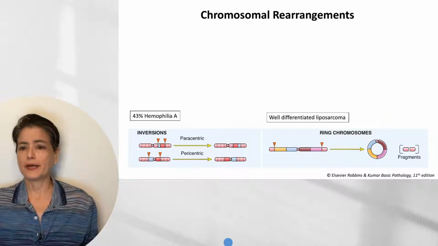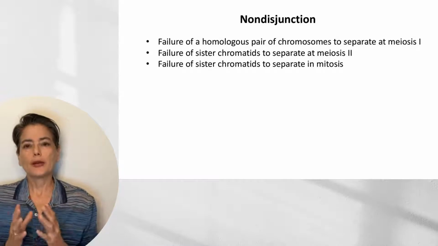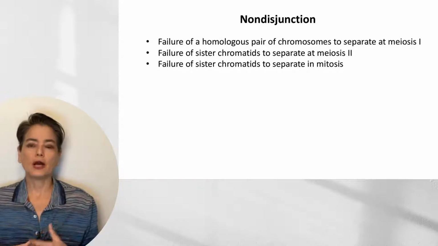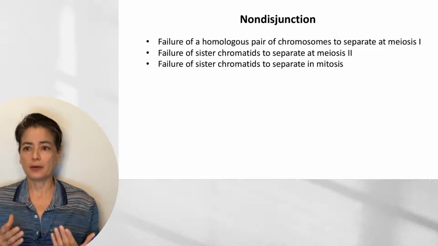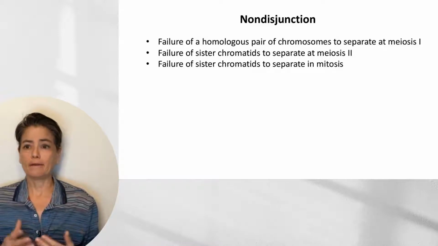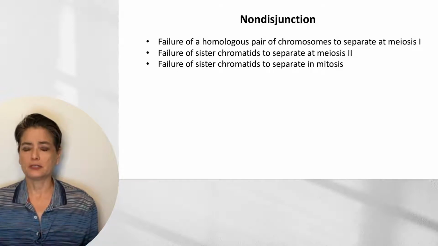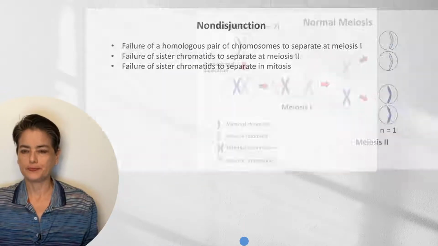Let's talk about something where it gets a little bit messier. That is non-disjunction. So what happens here is you have a failure during cell division. So for example, you can get failure of a homologous pair of chromosomes to separate at meiosis 1, failure of sister chromatids to separate at meiosis 2, or failure of sister chromatids to separate in mitosis. So let's work through each of these individually, beginning first with a discussion of normal meiosis.